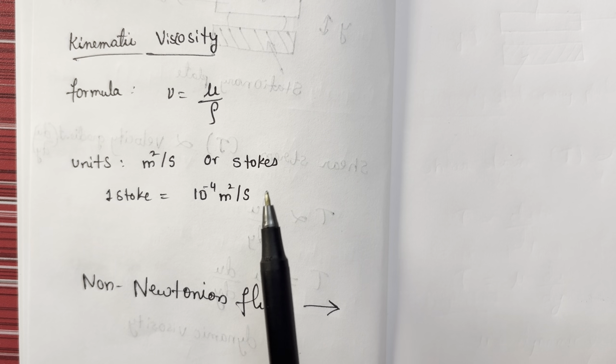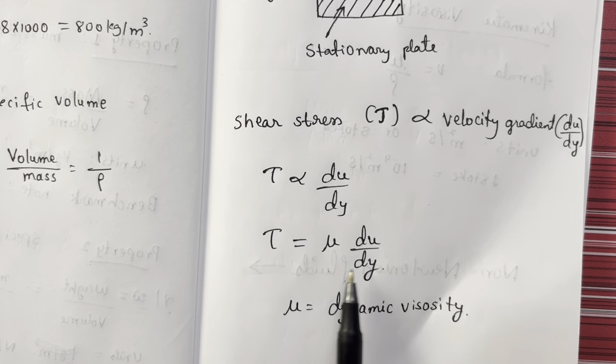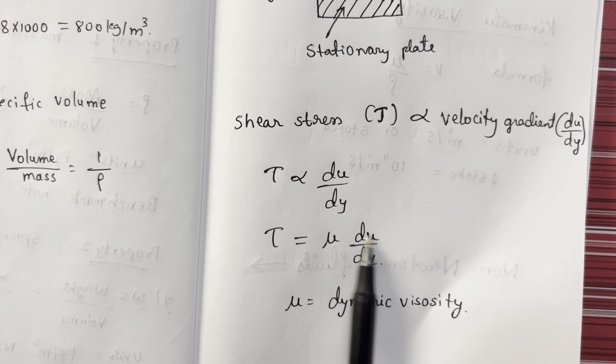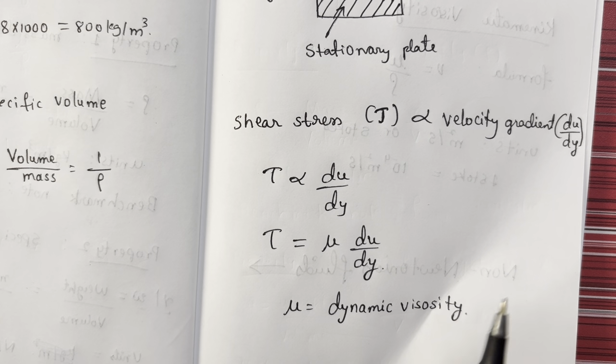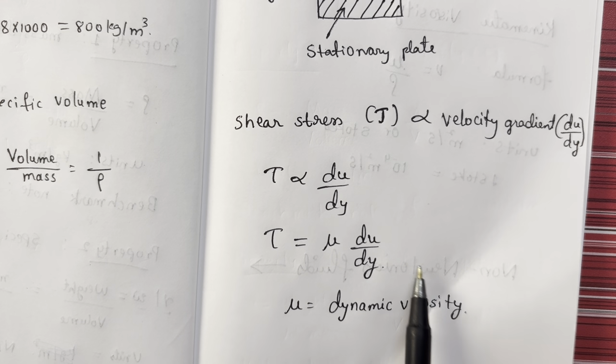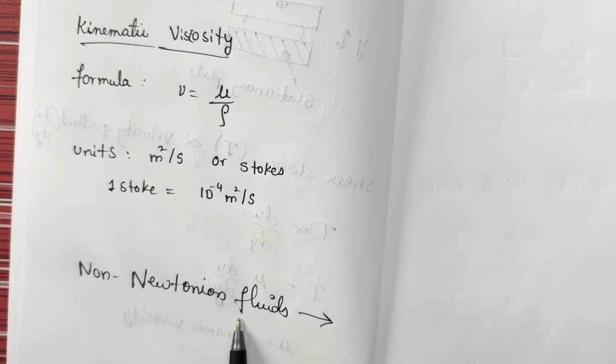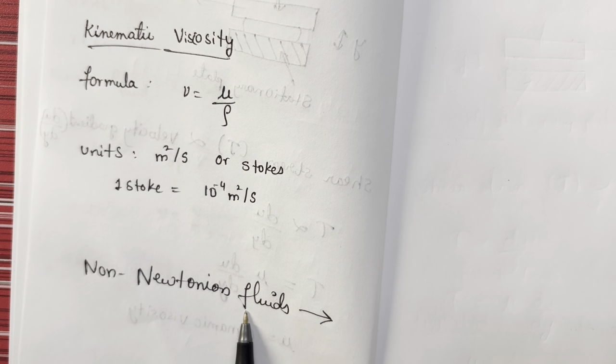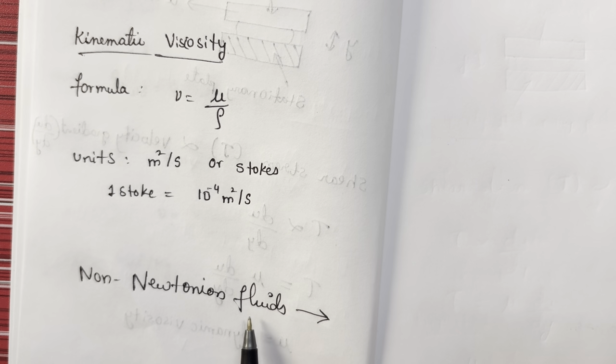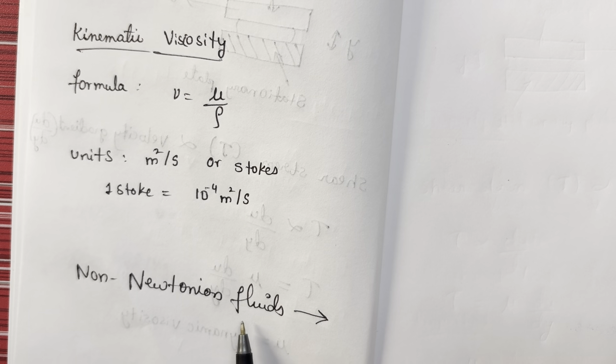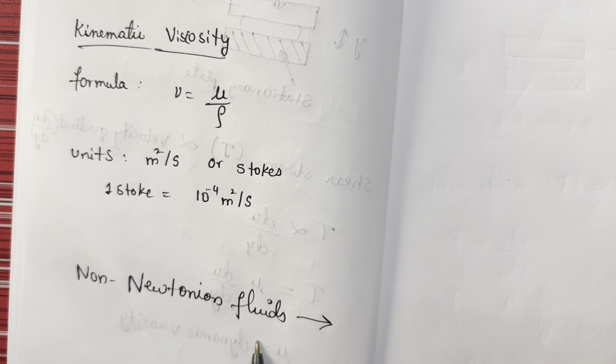Fluids that strictly follow these linear equations are called Newtonian fluids, like water and air. But what if the fluids do not follow this rule? What do we call that? We call them non-Newtonian fluids. In the next session, we'll understand what non-Newtonian fluids are, like polymers, ketchup, starch. All these are examples of non-Newtonian fluids. We'll learn about non-Newtonian fluids in the next video.